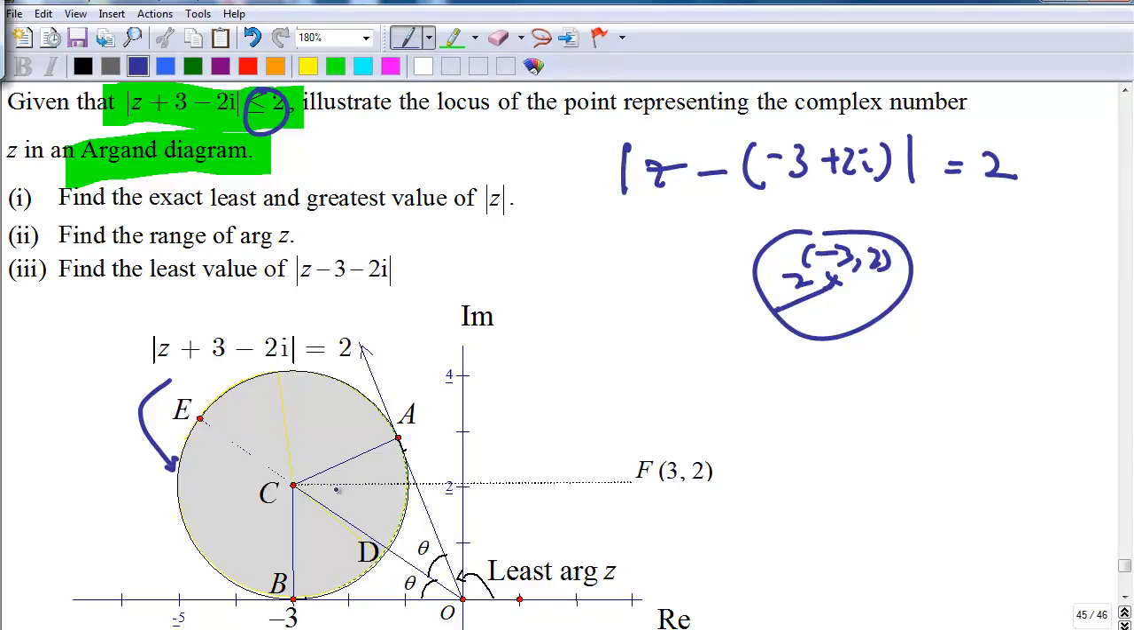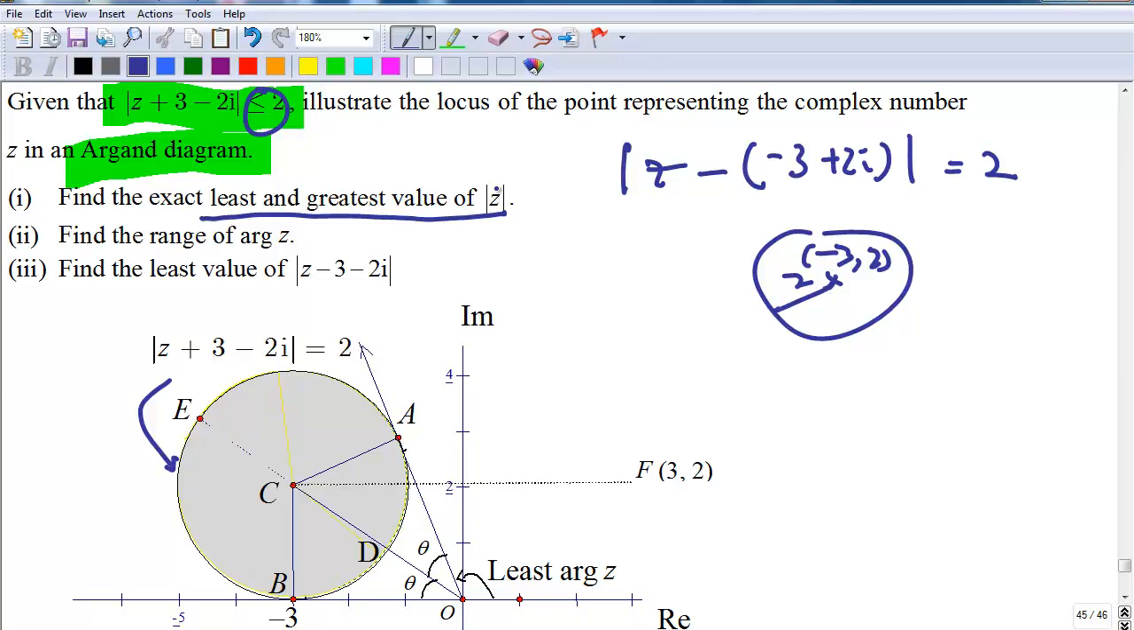Now you want to first of all find the exact least and greatest value of modulus of z. So if points on the circle as well as inside the circle represents z, then the question you want to ask yourself is, where is the furthest point away from the origin as well as the nearest point from the origin? You want to find that length. So what you need to do is to look at your diagram and find out where these points are.